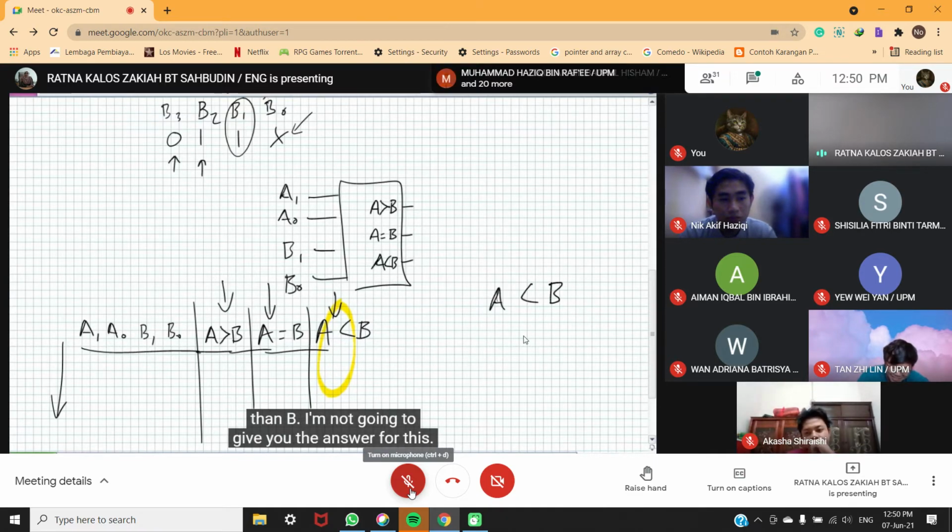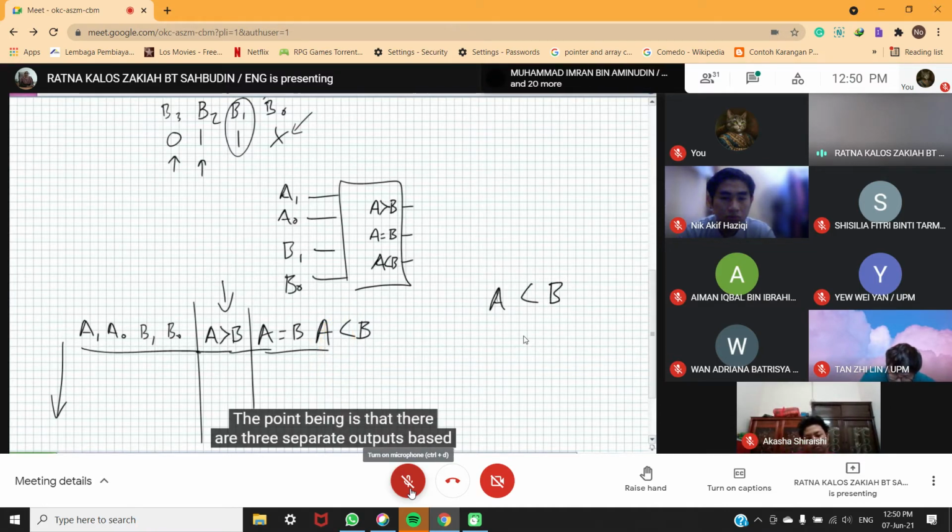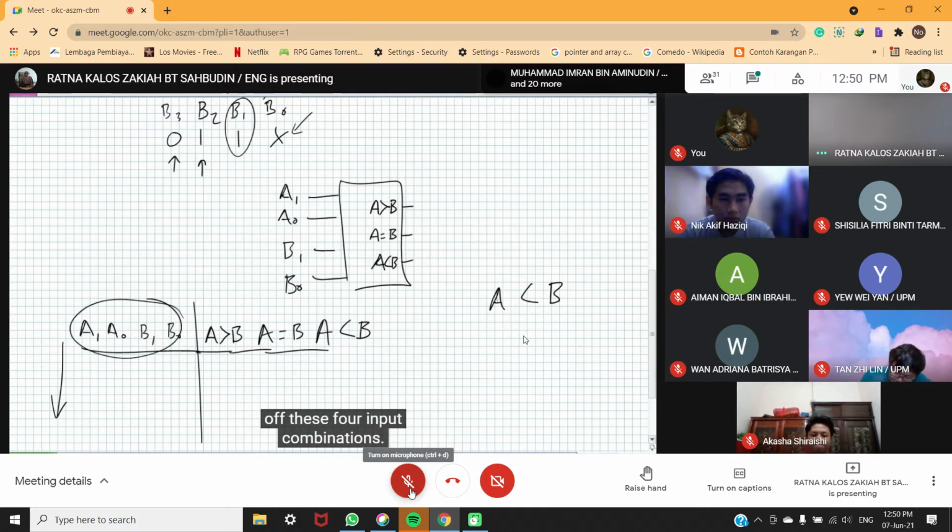I'm not going to give you the answer for this. We have already gone over it in lab. This is a take-home exercise, but you should be able to do this, and hopefully you're going to come up with the same answer that we came up with in lab for the review. The point being is that there are 3 separate outputs based off these 4 input combinations. That is a way to do a comparator. It's a way to do a 2-bit comparator.